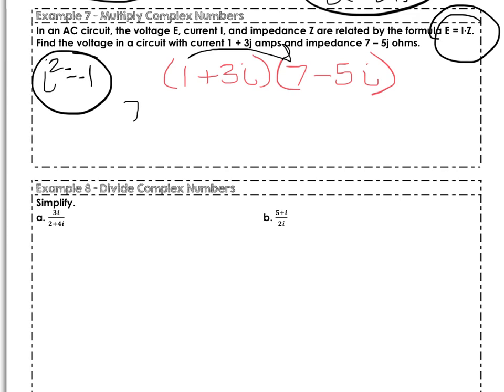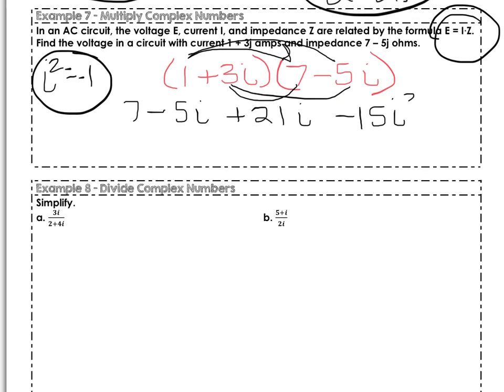1 times 7 gets me 7. 1 times negative 5i gets me negative 5i. 3i times 7 gets me 21i. And 3i times negative 5i gets me negative 15i squared.